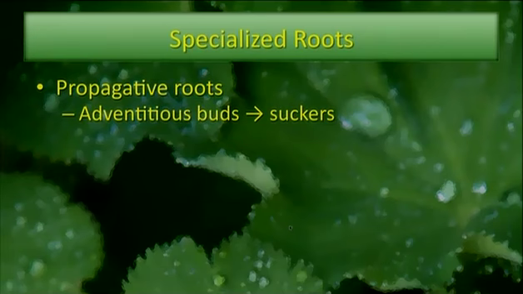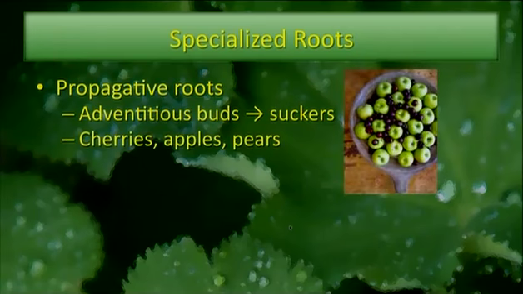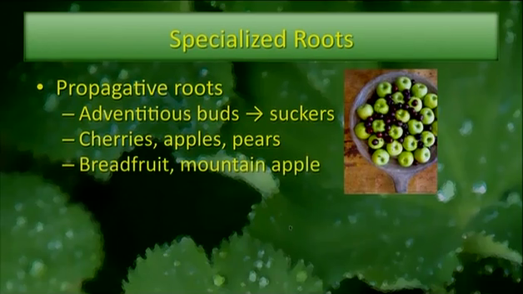Remember, asexual, one parent. Okay, so cherries, apples, and pears, they all have these propagative roots. And more locally, ulu or breadfruit, ohia'i or mountain apple, and also wauke or paper mulberry, they all form these little keiki from these suckers. They do the same thing.